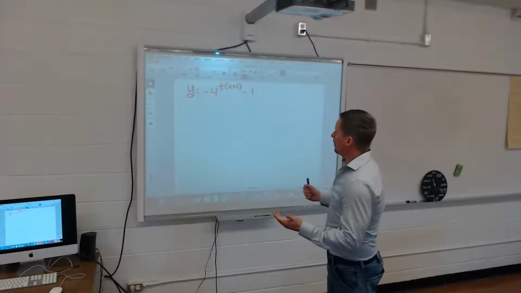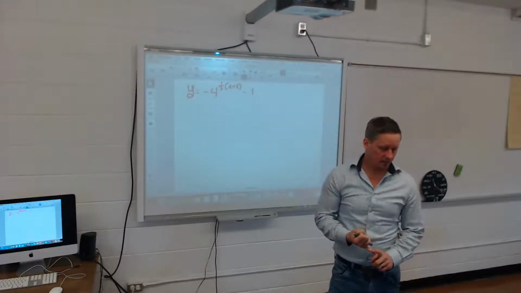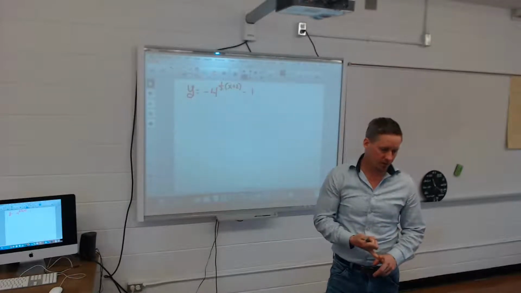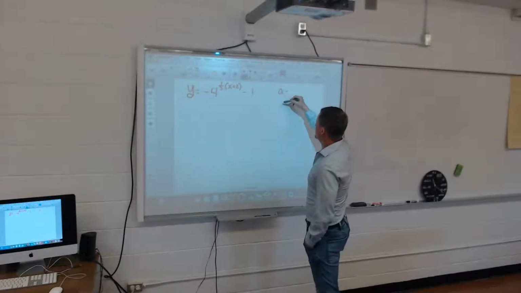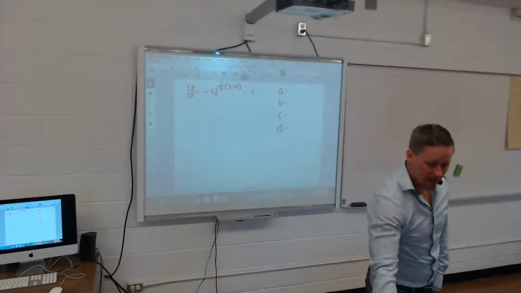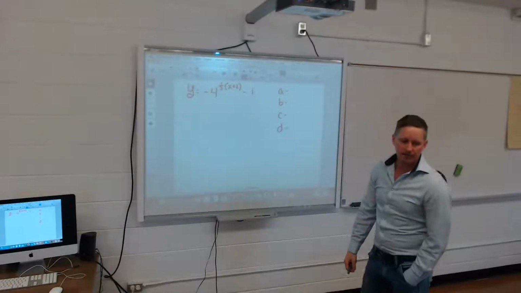All right. So the first thing that we're going to do is the same thing that we did with rational functions. We're going to do the same thing that we did with trig functions. The first thing we're going to do is write out what A, B, C, and D are, because they're wanting us to graph this. So we're going to write this out. So what is my A value?